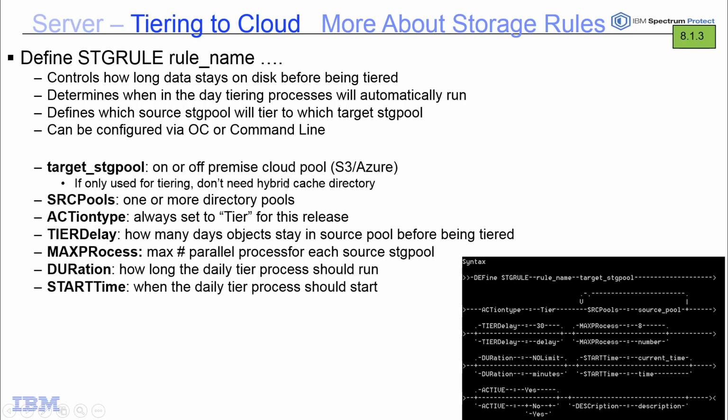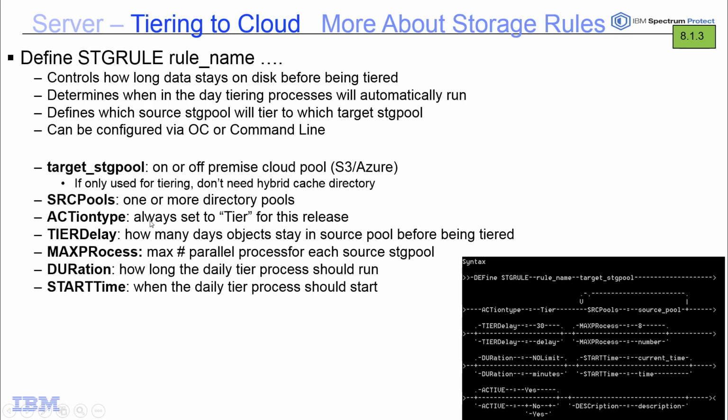Now, if you are setting up a cloud pool just for tiering, you don't have to add an accelerator hybrid cache to that. So now when you go through the setup rules in the cloud directory pools, you will have an option to add or not add an accelerator cache. If it's only for tiering, you don't have to have that accelerator cache. But if you are doing backups directly to that cloud as well, then you still will need that accelerator cache. The source pool is obviously one or more of your directory container pools.